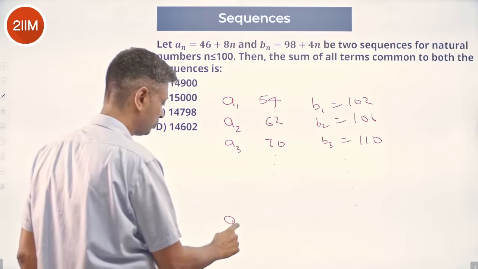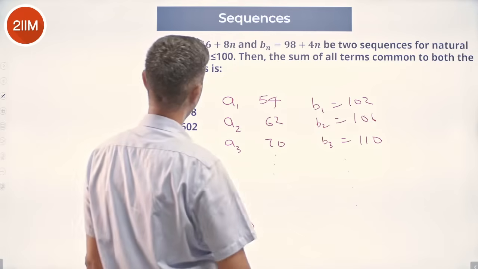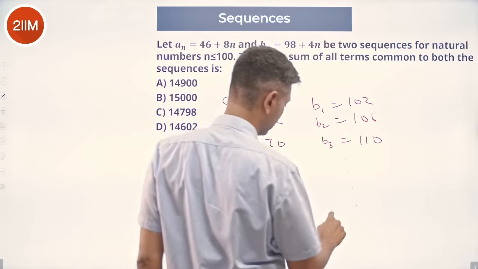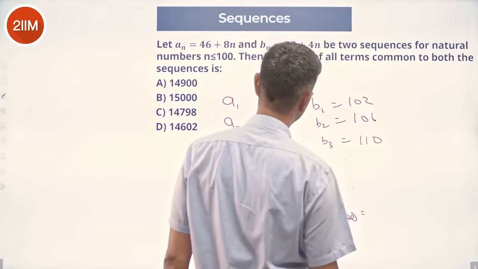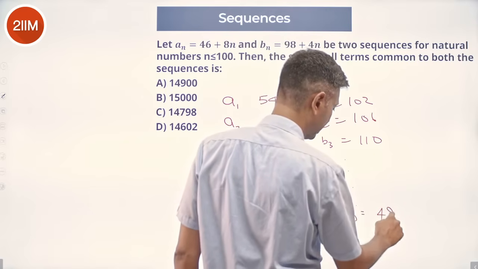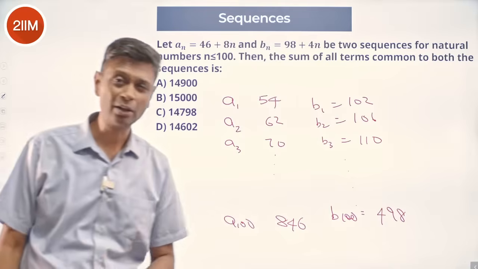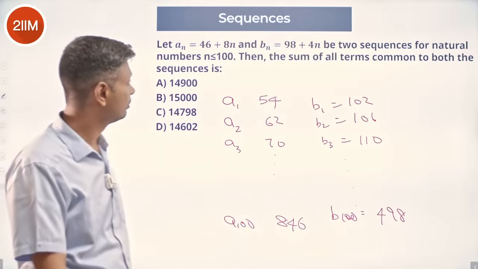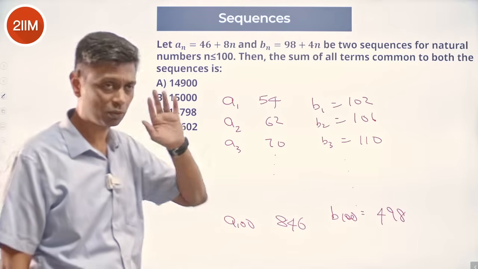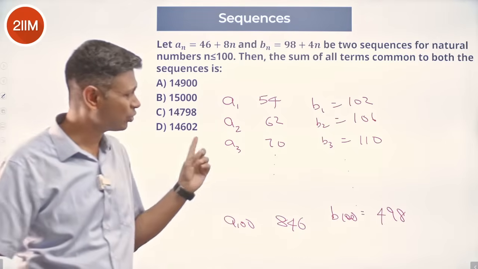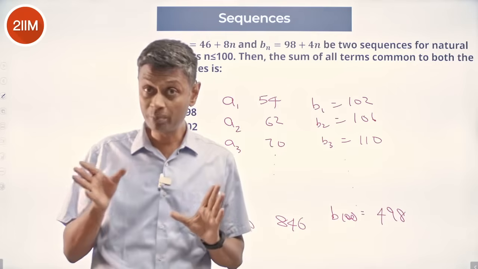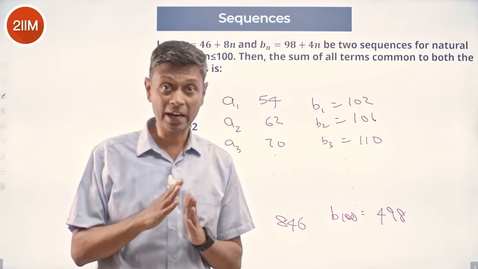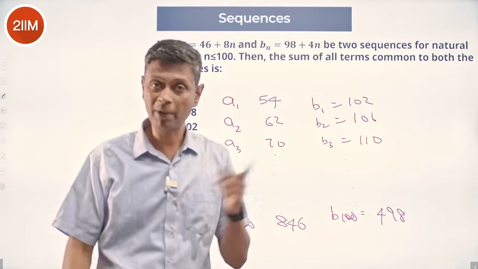The 100th term here is 46 plus 800, 846. The 100th term here is 400 plus 98, 498. So the common part will get cut off here. I won't go beyond 498. And so this goes in steps of 8, that goes in steps of 4. So if there is one common term, there should be, given they have given us this question, then from then on, that number plus 8 will be part of the sequence.